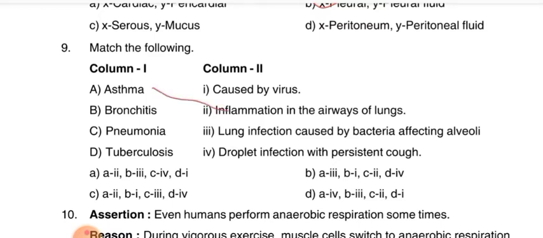Asthma is an inflammation of the airways of the lungs. Bronchitis is caused by a virus. Pneumonia is a lung infection caused by bacteria affecting the alveoli. Tuberculosis is a droplet infection. Droplet infection means whenever a person is coughing, the virus or bacteria spreads to others through the droplets. Also remember that bronchitis is also a droplet infection. Okay, so the answer is 2, 1, 3, 4, which is option D.